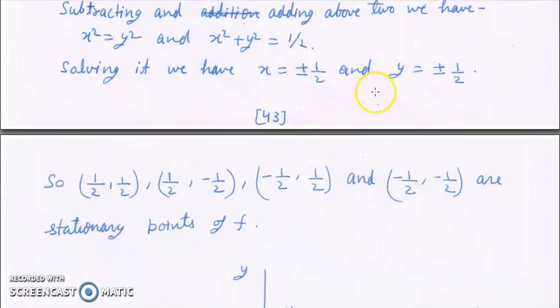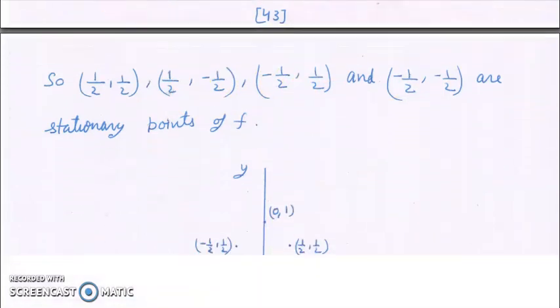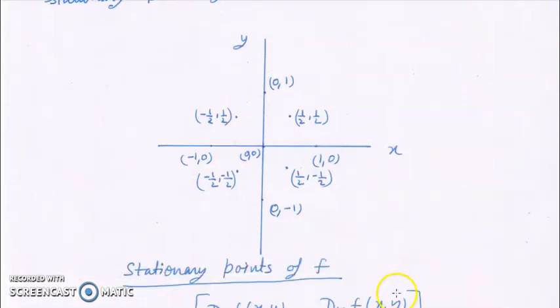So all the combinations, that is (1/2, 1/2), (1/2, -1/2), (-1/2, 1/2) and (-1/2, -1/2) are the stationary points. So we can denote all these stationary points in the graph. So (0,0), (0,-1), (0,1), (1,0) and (-1,0) are the stationary points, and this (1/2, 1/2), (1/2, -1/2), (-1/2, -1/2) and (-1/2, 1/2), these are the stationary points.